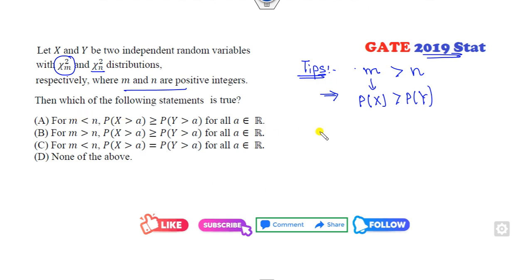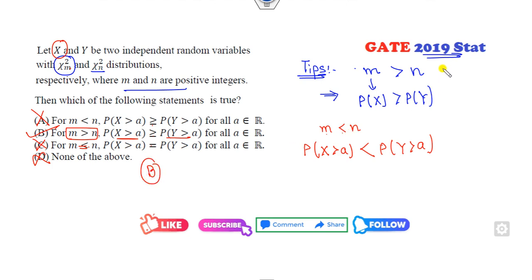Now look at that. Whenever m is less than n, the corresponding variable is x. So x greater than a is less than y greater than a. Is it true? Wrong. Whenever m is greater than n, the corresponding probability is also greater than this. Yes, equality only when it is equality. None of this is wrong. So always remember this shortcut trick.